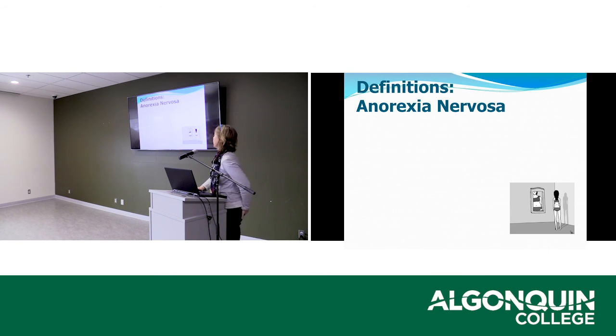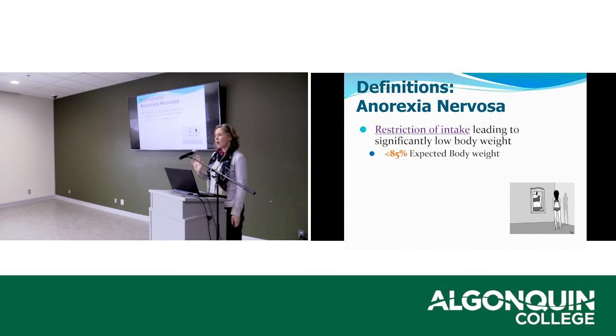So how do we make a diagnosis? This is how the DSM diagnoses anorexia nervosa. And there's three things, and the first one is the most significant. So significant restriction of food leading to low body weight. And the hallmark for that is about 85% of where someone's supposed to be. So we're going to take a little path off and talk about what that means, 85%.